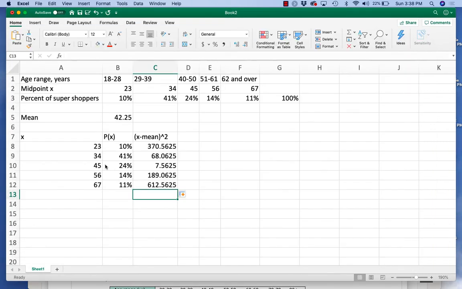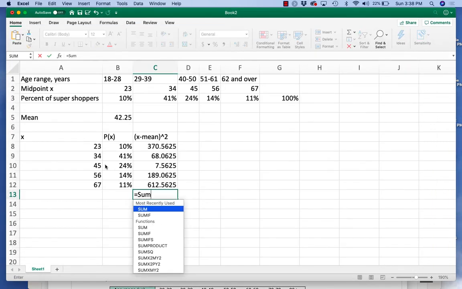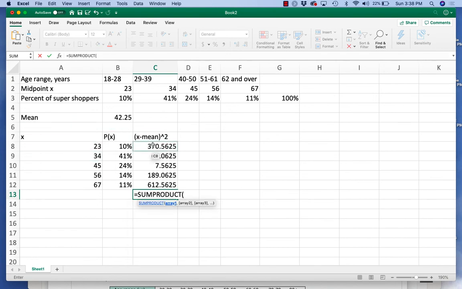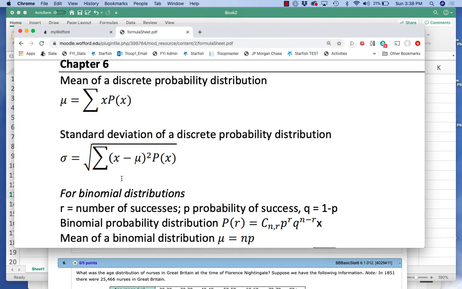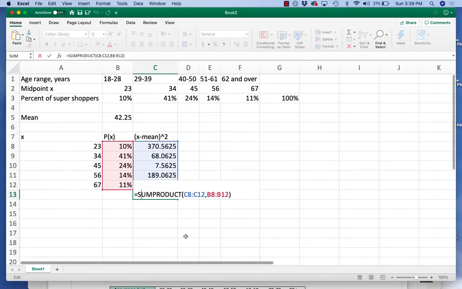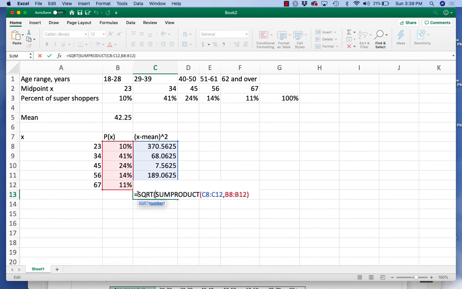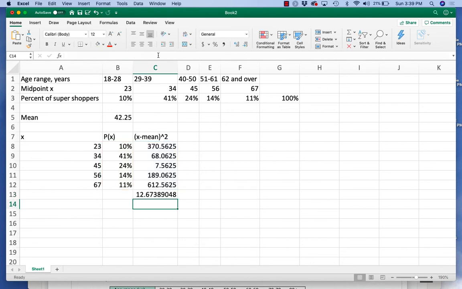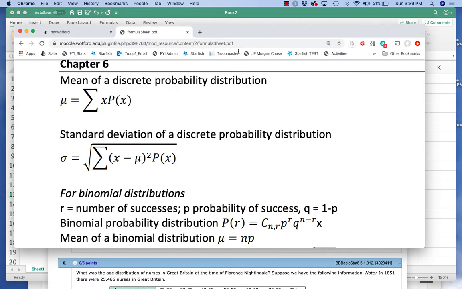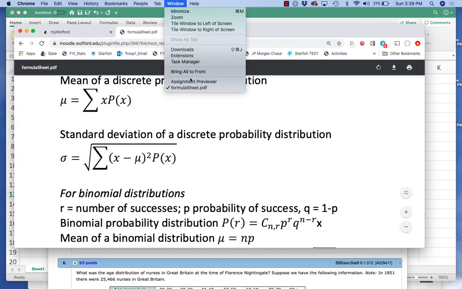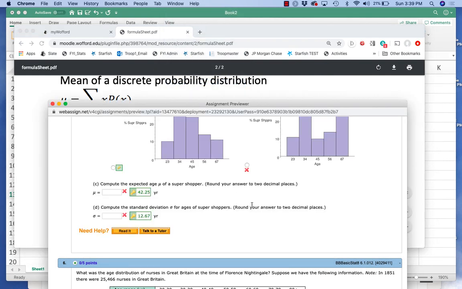And again, my formula was x minus the mean squared, which I just got, times p of x, sum that up. So I'm going to say equal to sum product, x minus the mean squared, times p of x, add those up, and then I want to take the square root of the whole thing. So I'm just going to go right before and type SQRT and put the rest of it in parentheses. If you want to do that in 2 steps, that's fine. I get 12.67 when I round it to the nearest hundredth, and that was my answer. That's all you need to do.